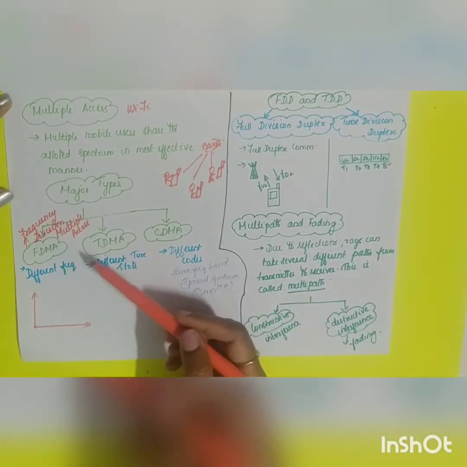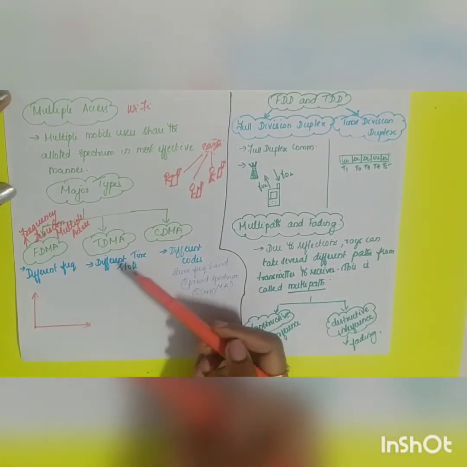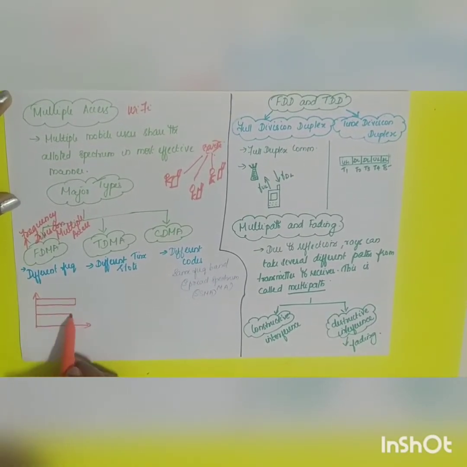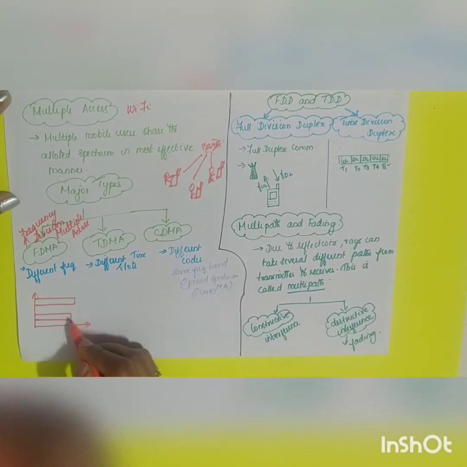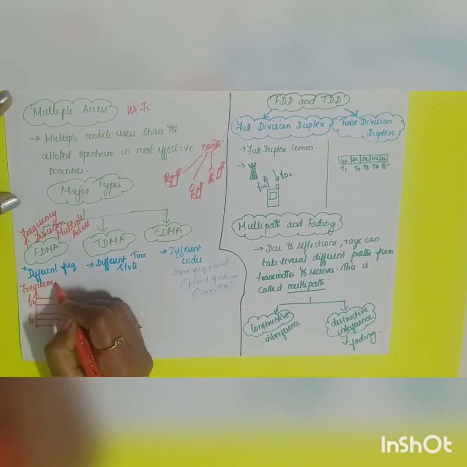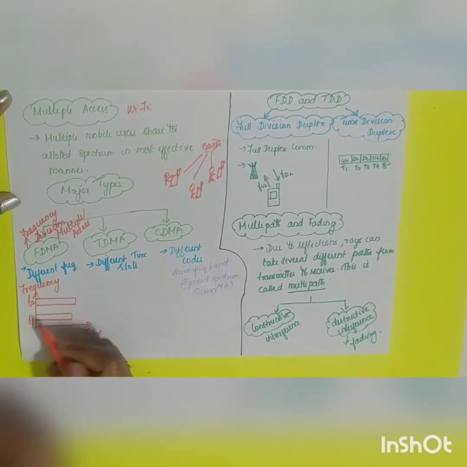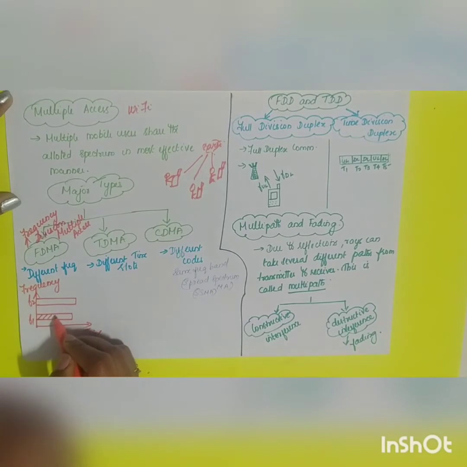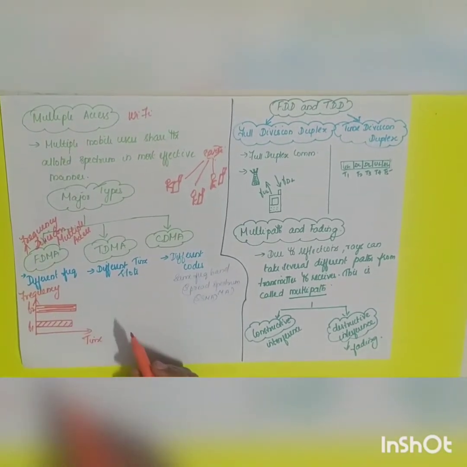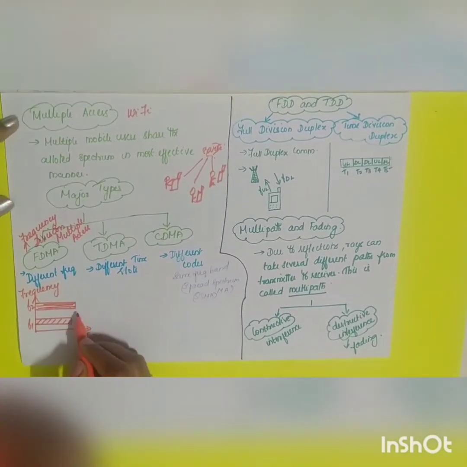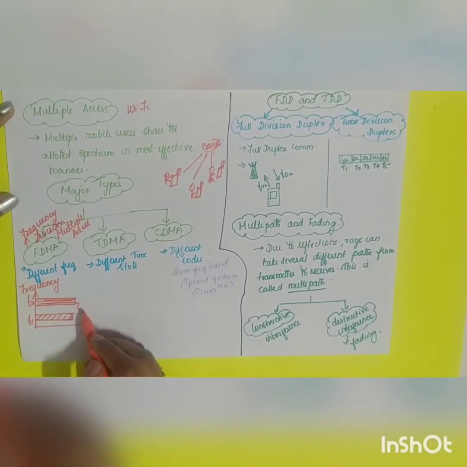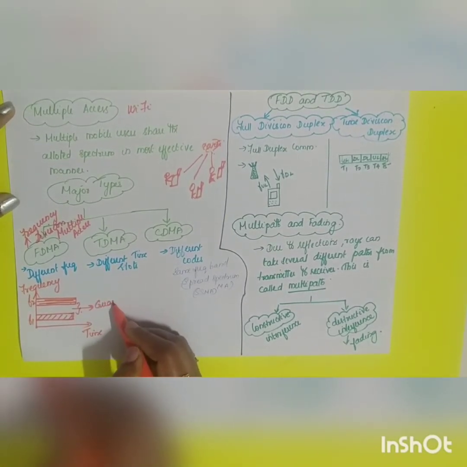So what is meant by frequency division multiple access? The multiple users share the allotted spectrum in different frequencies. So if this is your frequency and if I take this as time, so if this is your frequency F1 and if this is your frequency F2, the multiple users will be having allotted different frequencies and there will be a band between these two frequencies in order to avoid the interference. This is called as your guard band.